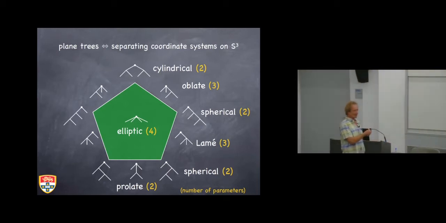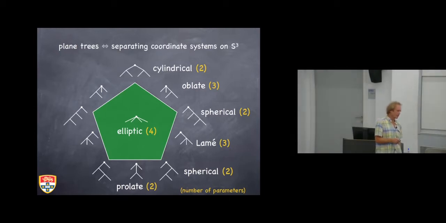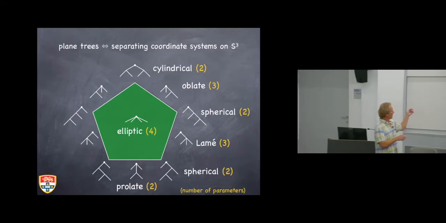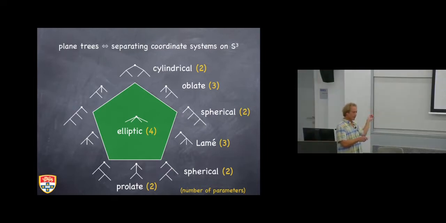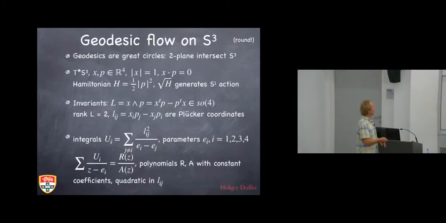Yeah, I'll come to that in a second. I mean, you can separate the Hamilton-Jacobi equation for the geodesic flow. Yes, I'm starting with the geodesic flow on the three-dimensional sphere. And I'm saying for each point in this polytope, I have a way to separate the variables, separate the Hamilton-Jacobi equation, and that will give me integrals. I'll hopefully answer that in a little while.